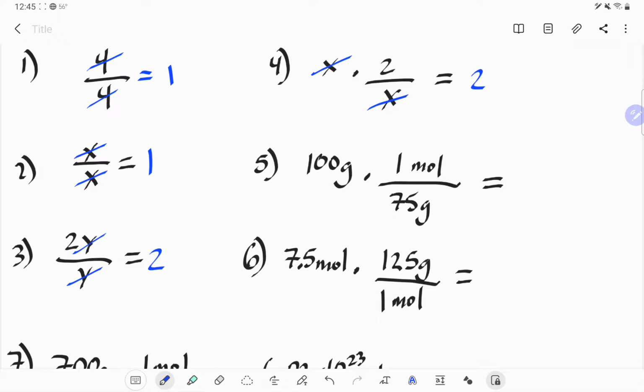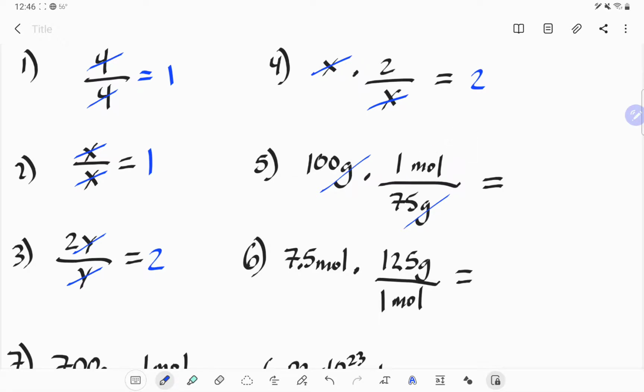Here, it's something a little bit different. Instead of a variable or numbers, we have units. And so I have 100 grams times 1 mole divided by 75 grams. And we need to see what cancels. That's the exact same thing with units. Just like numbers cancel when we have the same number on the numerator and denominator, variables cancel when you have the same on the numerator and denominator, but units do as well. So if I have 100 grams on the numerator and I also have 100 grams on the denominator, they're going to cancel. And we're left with this unit that's left over, which is moles.